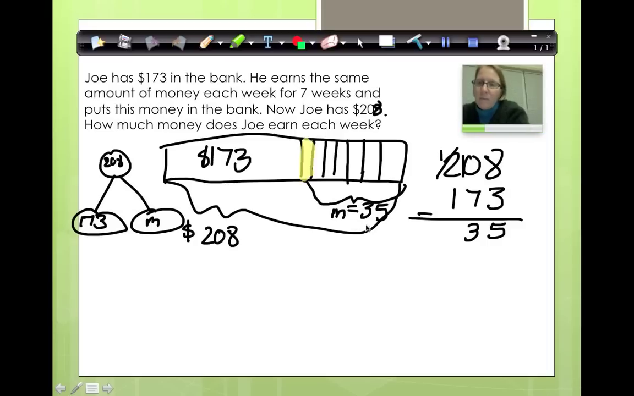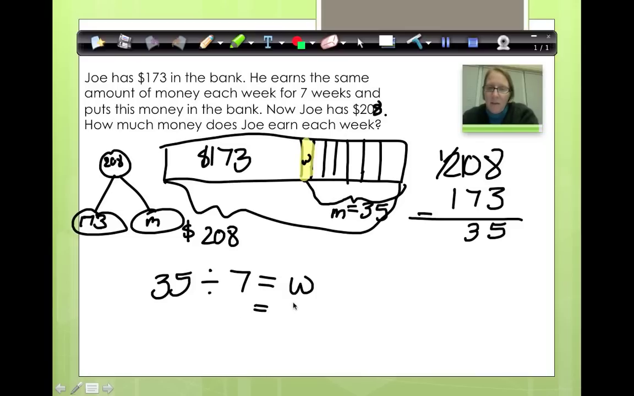Now that I know that this part right here is 35, if I divide it into 7 groups, how much is each group? Well, let's make this one be a W, for how much he earns in 1 week. Now, I want to find out what W is. So I'm going to say 35 divided into how many pieces? 7 pieces. It's going to give me a W. I can do that because I know that 35 divided by 7 is 5.